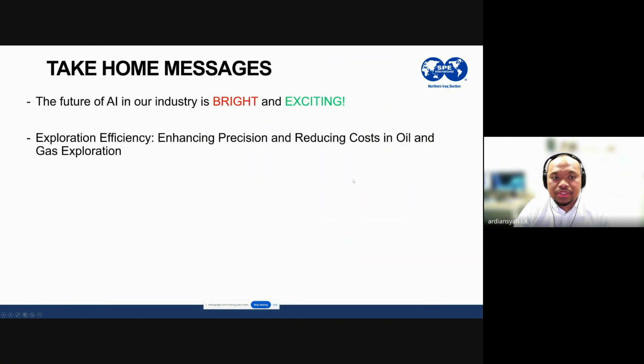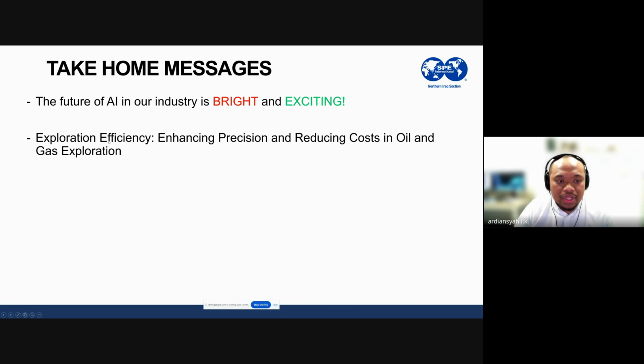So some key take-home messages. Again, the future of AI, and this is mostly my personal take, is very bright and exciting, mostly because everything now is much more accessible, and we have more and more open data sets. So it helps us not only use it, but also build a proper model that can work with our data set.